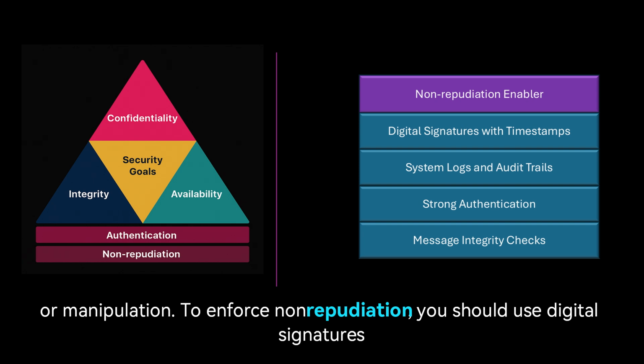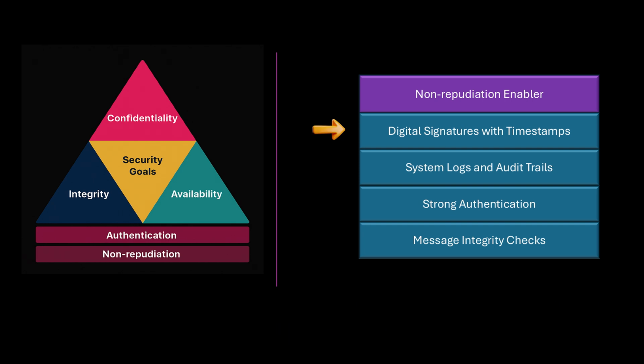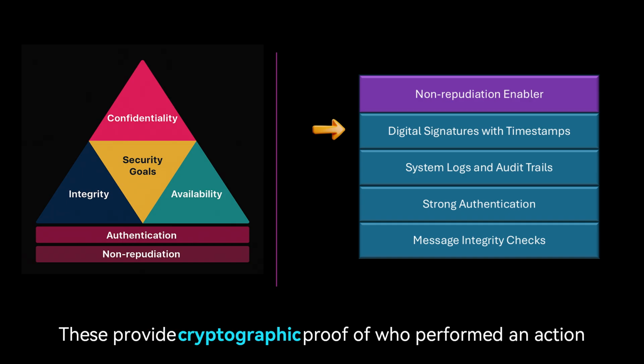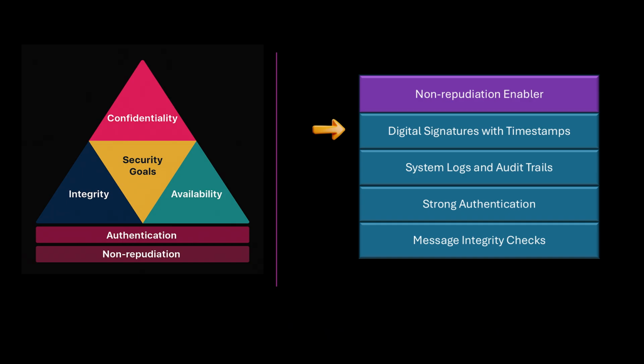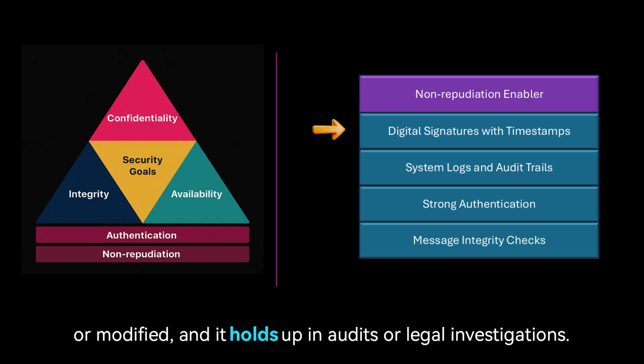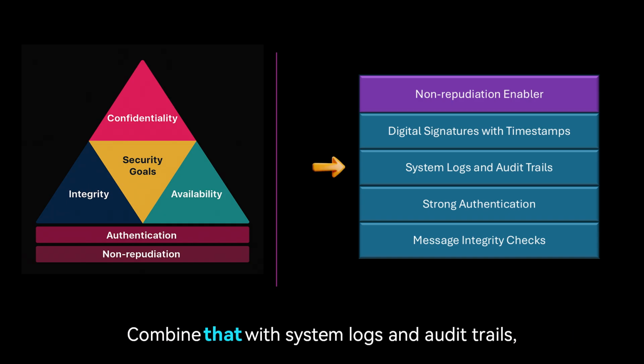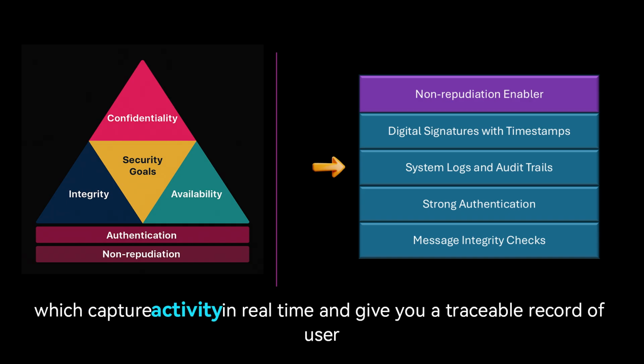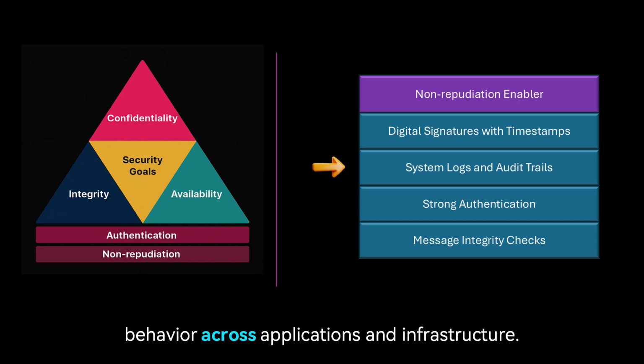To enforce non-repudiation, you should use digital signatures with timestamps. These provide cryptographic proof of who performed an action and exactly when it happened. This evidence can't be easily forged or modified, and it holds up in audits or legal investigations. Combine that with system logs and audit trails, which capture activity in real time and give you a traceable record of user behavior across applications and infrastructure.